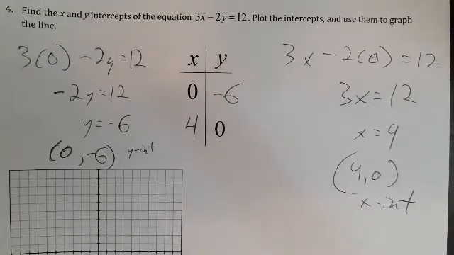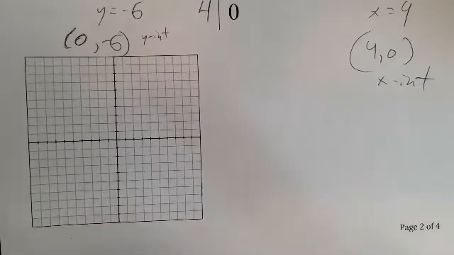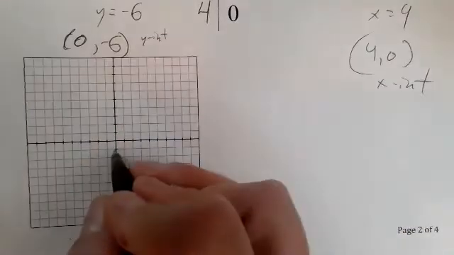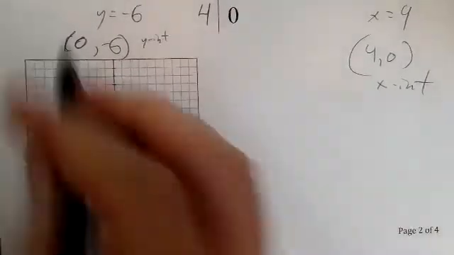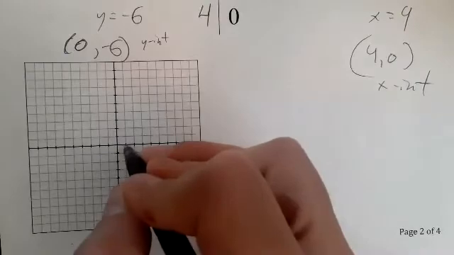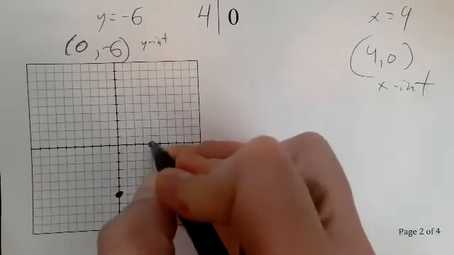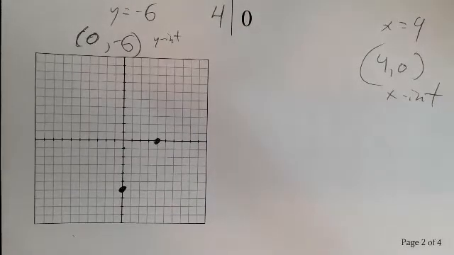Technically, we only need 2 points to make a line. And if we find the intercepts, guess how many points we have? Okay, I'm not going to put numbers on this thing. It's taking too long. You can count. We're going to do one by one. So if I want to do 0, minus 6, I go 1, 2, 3, 4, 5, 6 down. 0 left and right, I'm going to go 6 down. My x-intercept, I want to go 4 to the right. 1, 2, 3, 4. I want to go 0 up and down. And I have my 2 points.